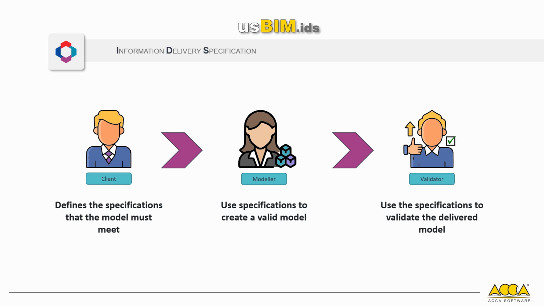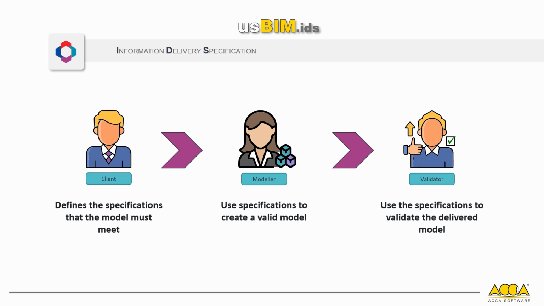The contractor. In the bidding phase, the contractor can use the IDS to understand the client's requests and support the preparation of their proposal. In the contract phase, the contractor also benefits from a document that clearly defines the delivery agreements. Operationally, the modeler can use the IDS to model the information content and receive immediate feedback on the validity of the model before delivery.